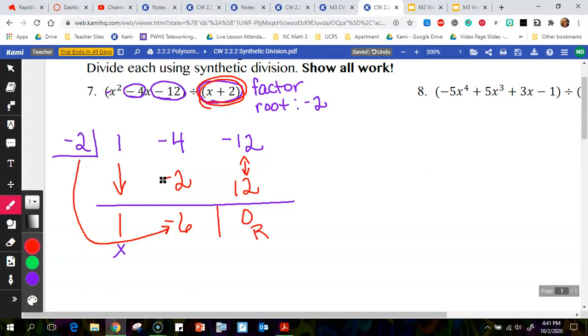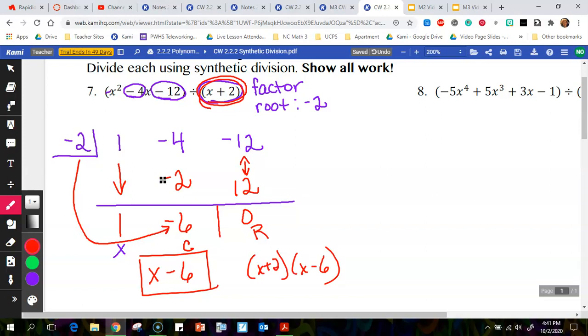So the remainder was 0, which means that x plus 2 is a factor of that dividend. So that's my remainder. This is my constant. This is my x. So I'll just go right to left on that. So my answer is x minus 6 with no remainder. So if I were going to factor this quadratic, I would get x plus 2 times x minus 6. Those are the two factors for that quadratic.